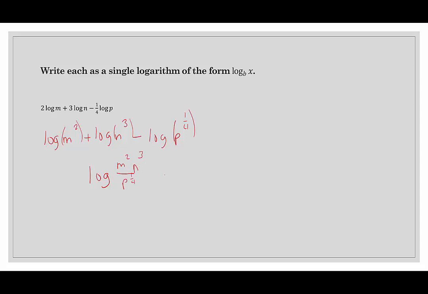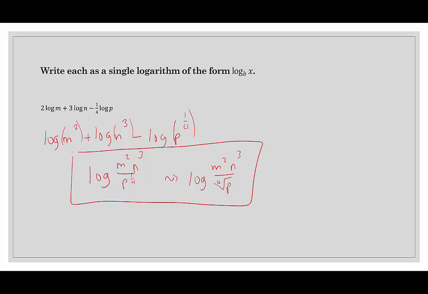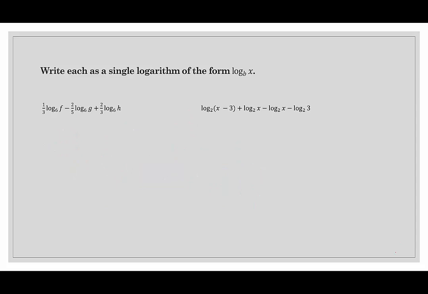denominator. And again, if you really want to wow your instructor, you could write it as log of m squared n cubed over the 4th root of p. I say the less work you have to do, the better, because what happens if you make a mistake in that final step? How frustrating is that? And in our final 2 examples, I encourage you to pause the video, try them out for yourself, and see how you do.